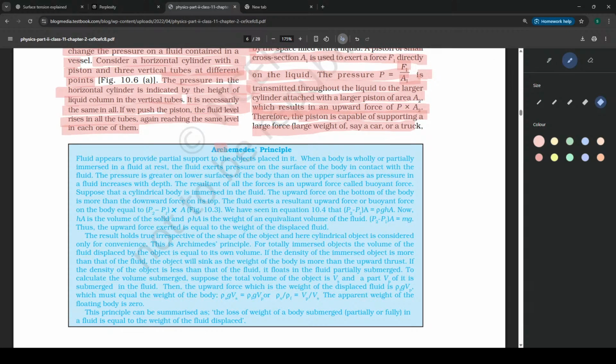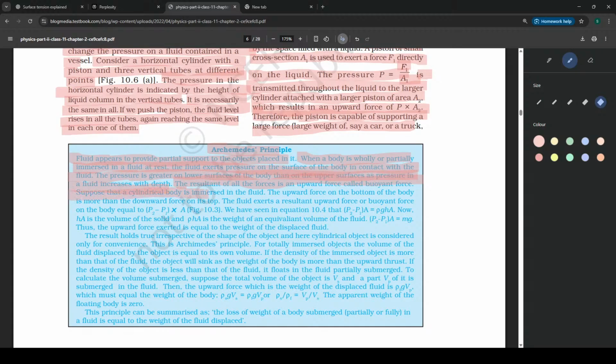Let's see Archimedes principle once. It is given here. Fluid appears to provide partial support to the object placed in it, called buoyancy. When a body is wholly or partially immersed in a fluid, it is at rest. The fluid exerts a pressure on the surface of the body in contact with the fluid. The pressure is greater on lower surfaces of the body than upper surfaces, as pressure in a fluid increases with depth. The resultant of all forces is an upward force called buoyant force.